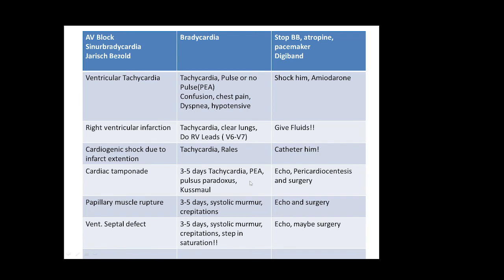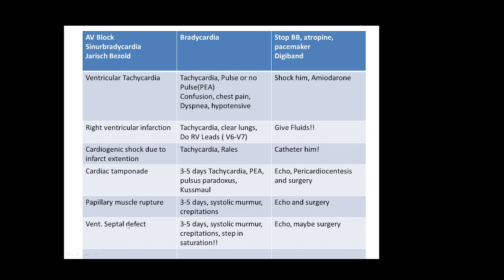How do you diagnose a cardiac tamponade? You do echo, and then definitely you treat it with pericardiocentesis and surgery. Papillary muscle rupture. So again, it takes 3 to 5 days, and you can auscultate a systolic murmur, and because of regurgitation, the patient will have pulmonary edema because the left atrium will be also engorged with the blood, and the patient will present with crepitations. So the patient is here decompensated. How do you diagnose this complication? You do echo and then you treat it surgically.